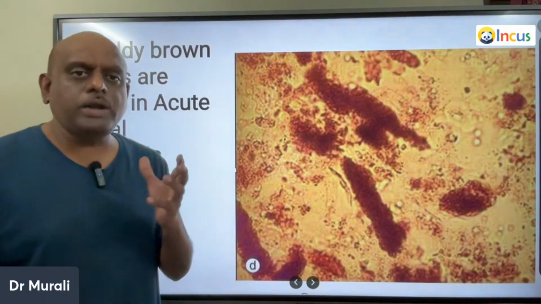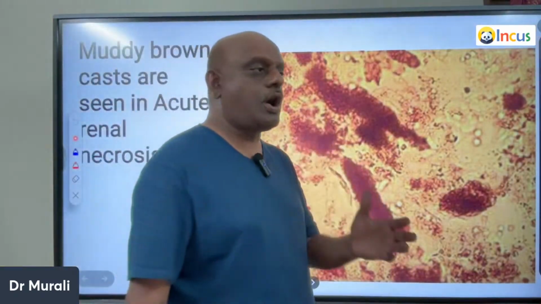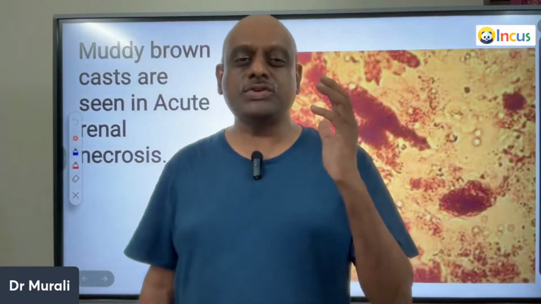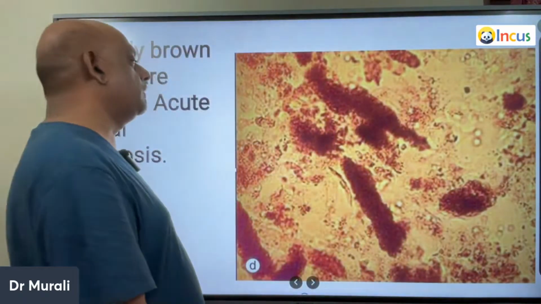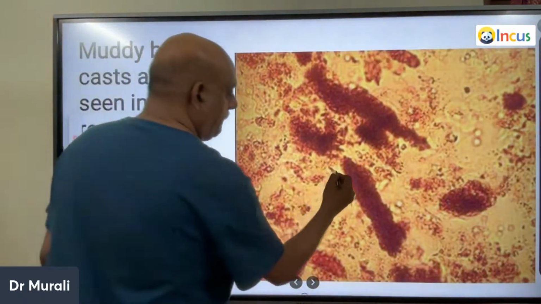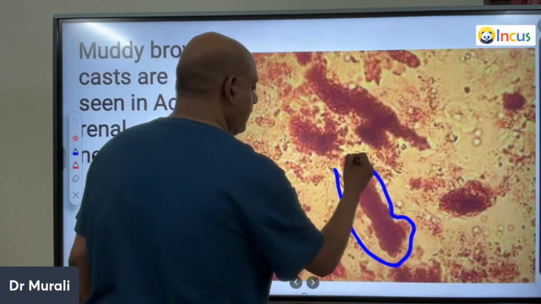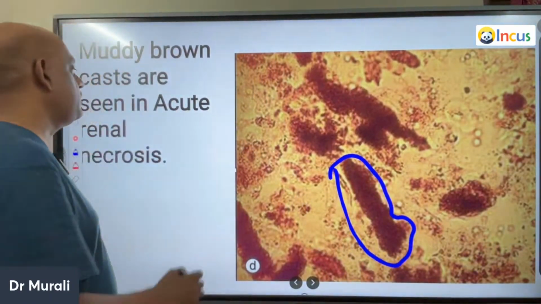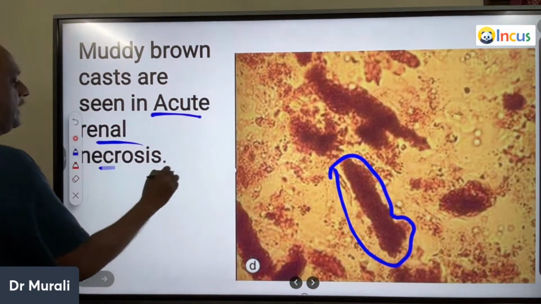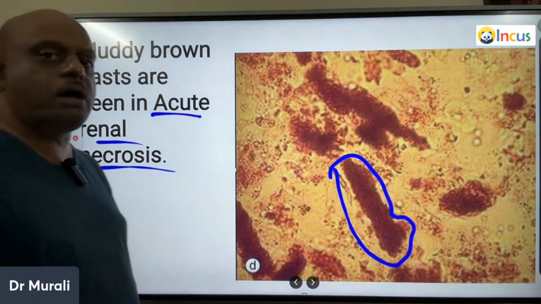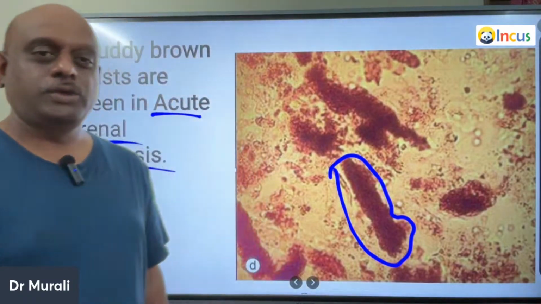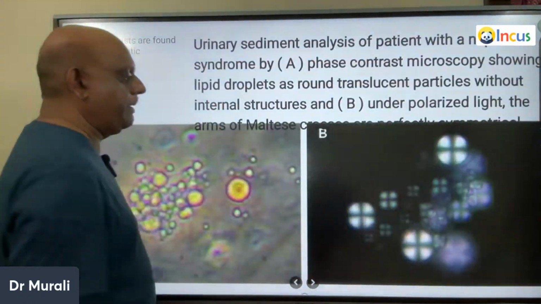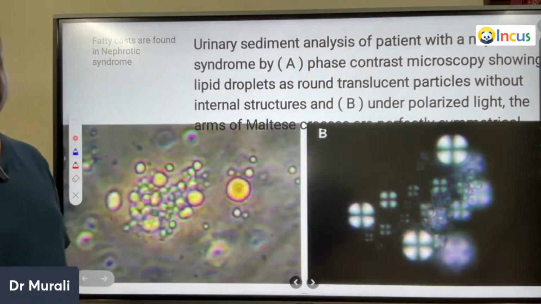Now, the urine examination, it is called poor man's renal biopsy. Poor man's renal biopsy. So typically we get muddy brown casts, as what you can see. Muddy brown casts are the feature of acute renal tubular necrosis. You get muddy brown casts is what you should remember and how to recognize.